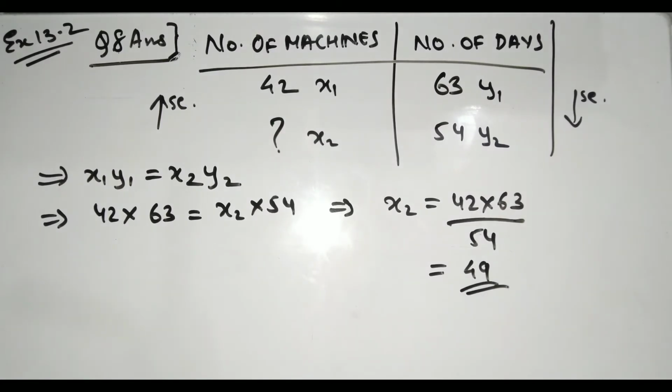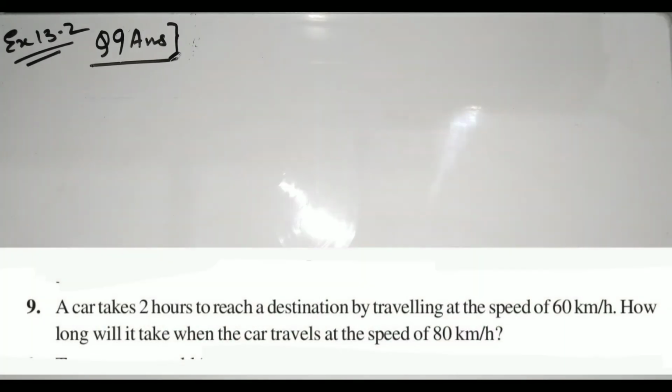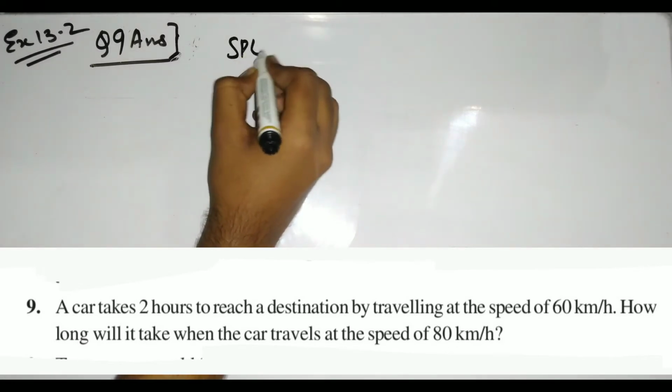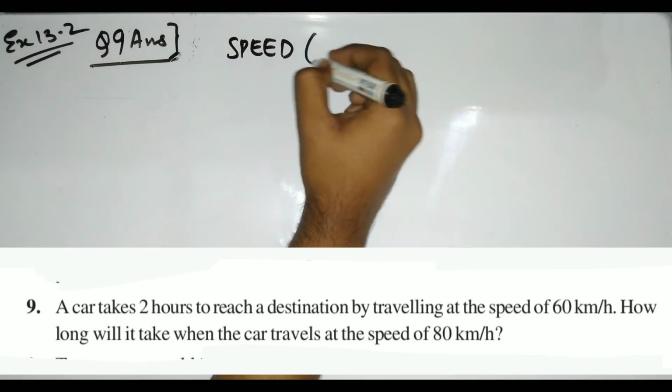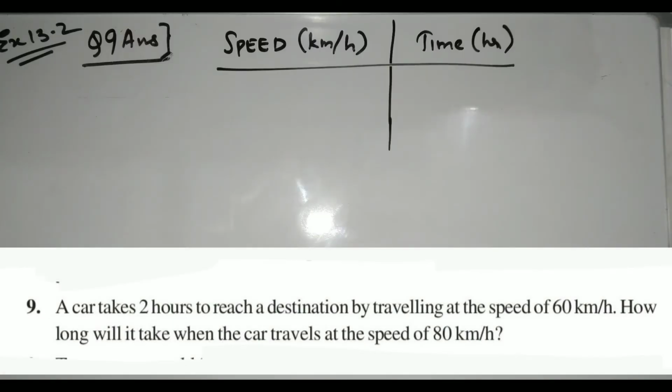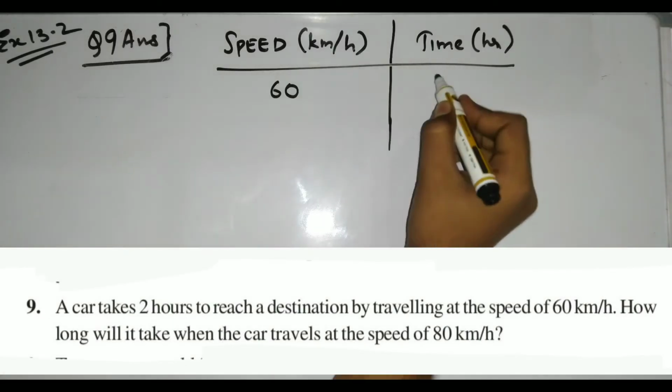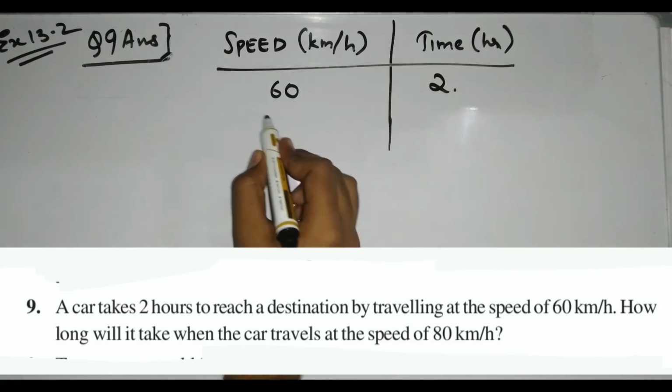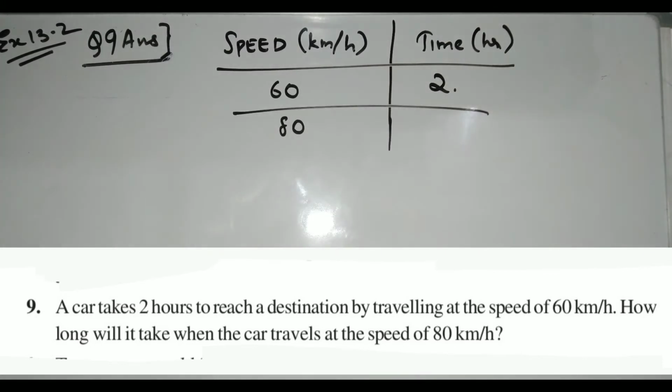Ninth question. A car takes 2 hours to reach a destination by traveling at a speed of 60 km per hour. How long will it take when the car travels at the speed of 80 km per hour? We have the same logic we discussed in the first question. You have to see the unit also: speed in kilometer per hour. It takes 2 hours at 60, and at 80 kilometer per hour, what is the time required? That we need to calculate.